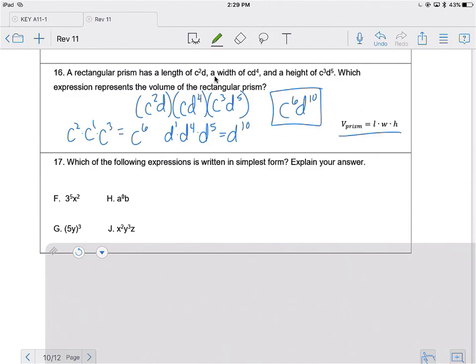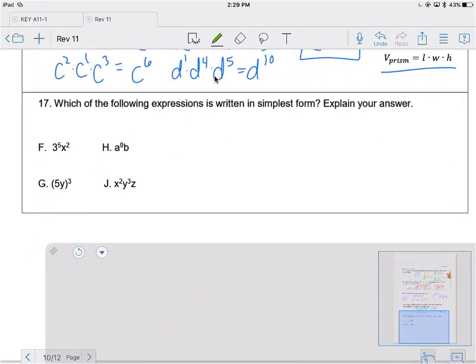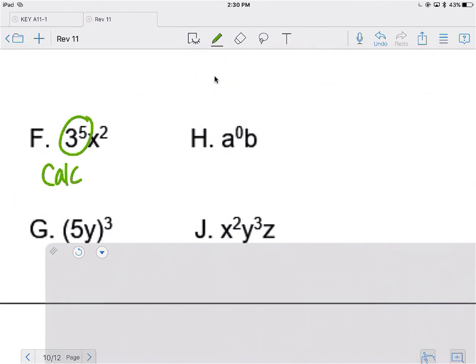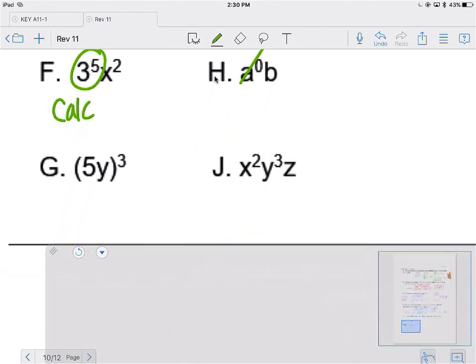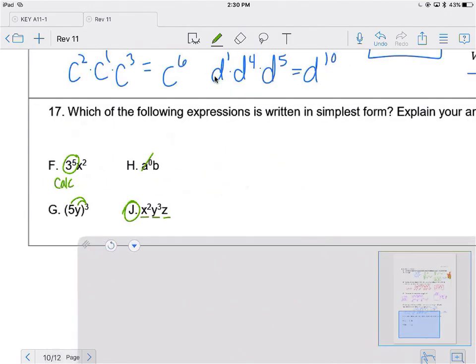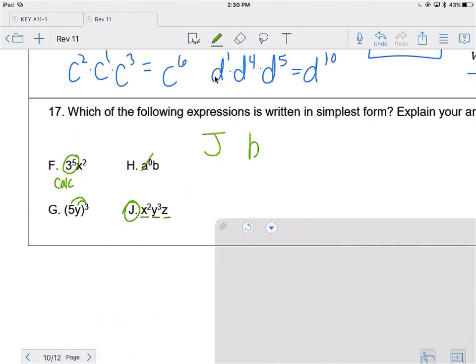17 asks which of the following is written in simplest form, explain. So F, we have a number that has an exponent, meaning we could put this into the calculator. On H, we have something that can be canceled. On G, we have parentheses that we would need to distribute. On J, we have letter, letter, letter, and nothing is repeated. So my explanation would be J, because nothing can be simplified.